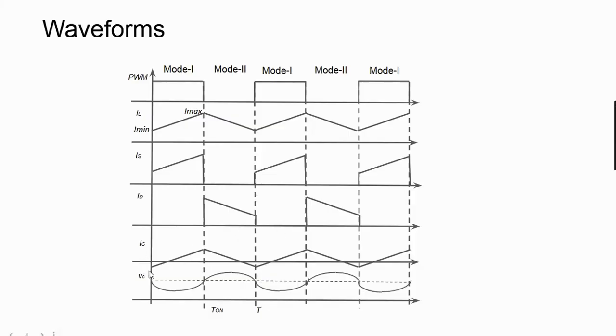And the capacitor current is equal to this. This waveform is the capacitor current. The capacitor current can be found by subtracting, and can be written as IL minus I0. I0 is taken as the constant current, and the last waveform shows the capacitor voltage waveform.